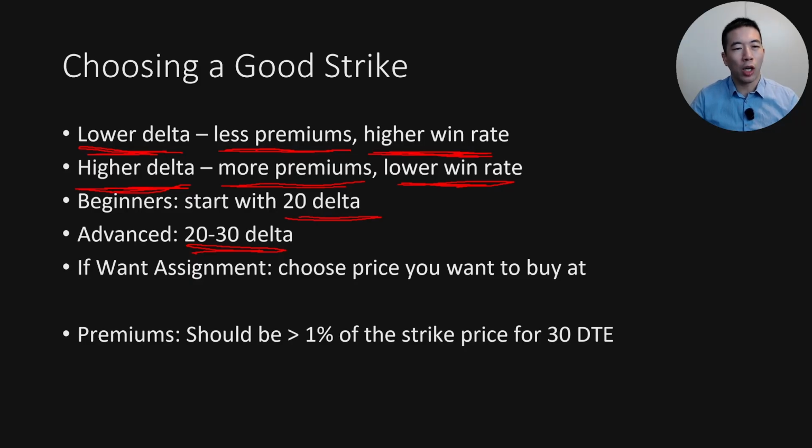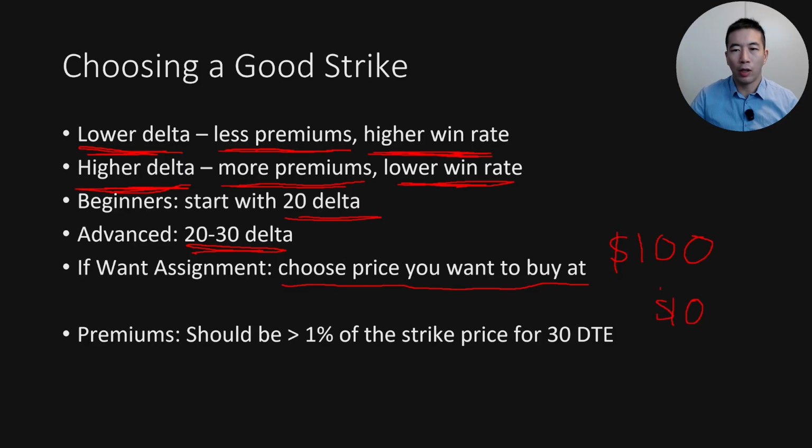If you want to buy the stock at a discount, as I mentioned in part 1, you choose the price, the strike that you want to buy the stock at. So for example, the stock is at $100 right now. You will choose the strike that you want to buy it at. Now don't tell me $10, okay?